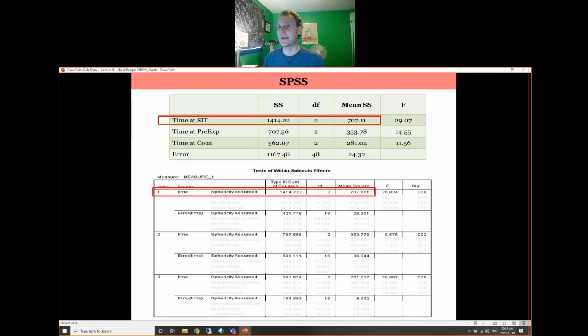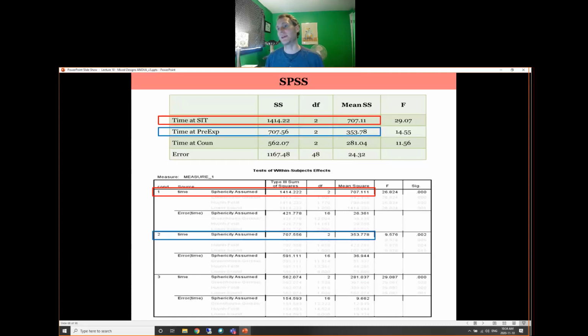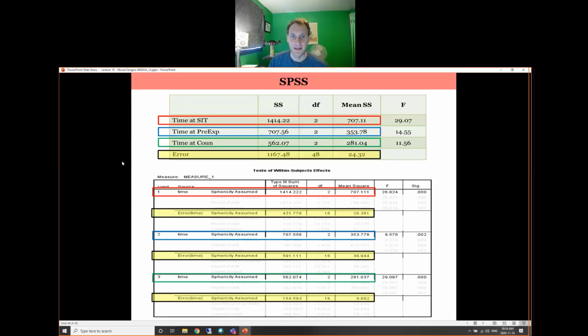It's only looking at the SIT condition. Then it's only looking at the prolonged exposure condition. It's only looking at the counseling condition, one at a time. So it computes a different error term for each one. And then you only have 16 degrees of freedom within each one. More degrees of freedom is better. So when we used our omnibus test, we had 48 degrees of freedom, and we always use the same error term. You can see the error term is bouncing around, 26, 36, 9.